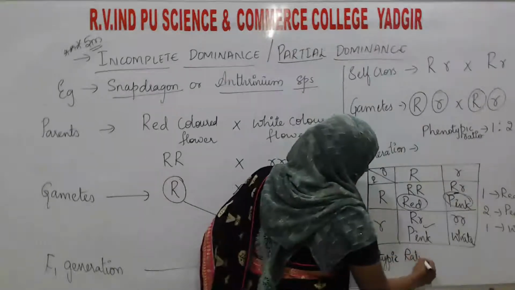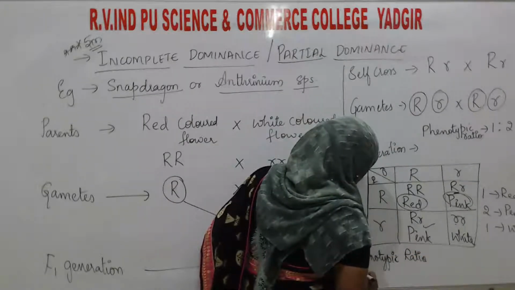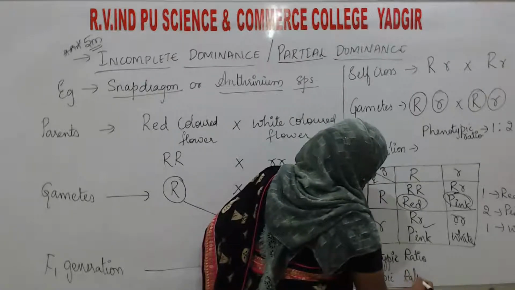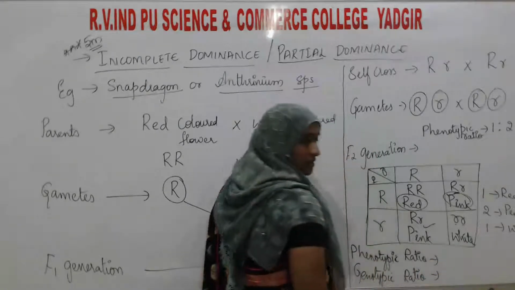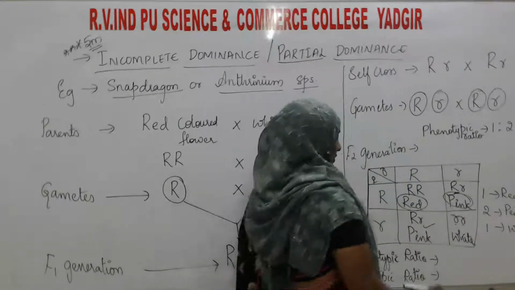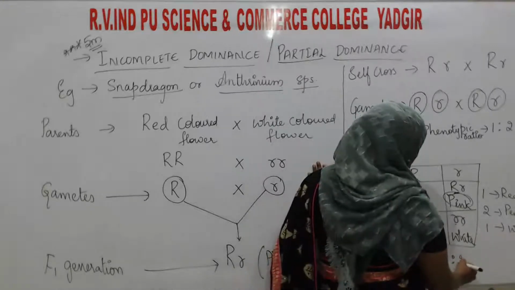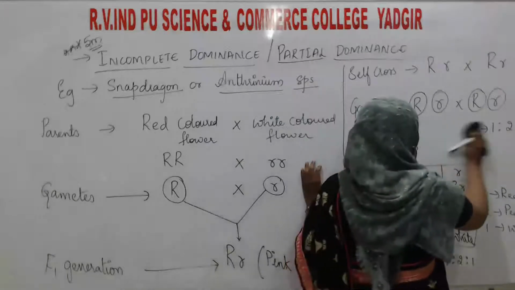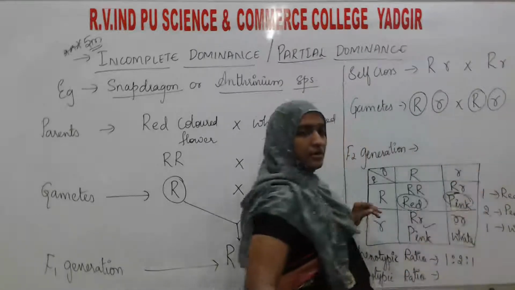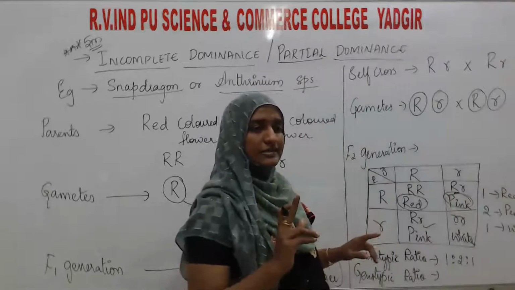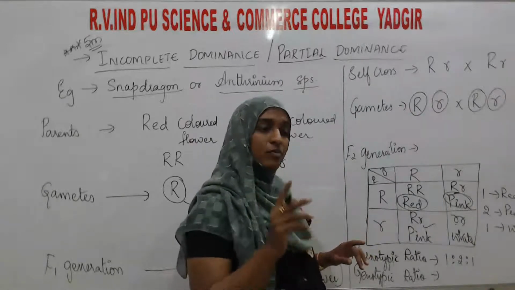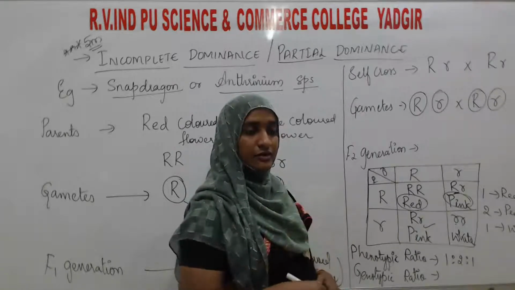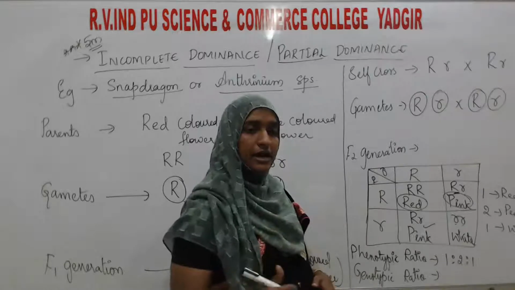Phenotypic ratio. One more ratio, that is genotypic ratio. Here phenotypic ratio means 1 is to 2 is to 1. 1 is red color, 2 is pink color, and 1 more is white color. Phenotypic, by seeing the external character, that is the color of the flower: pink, red and white.